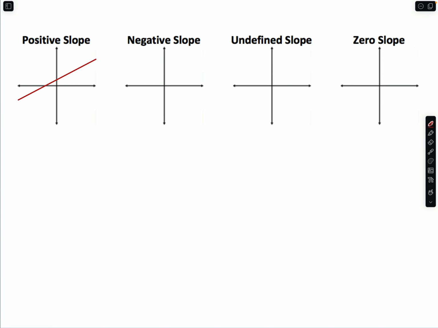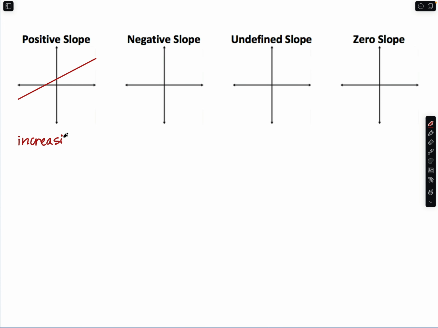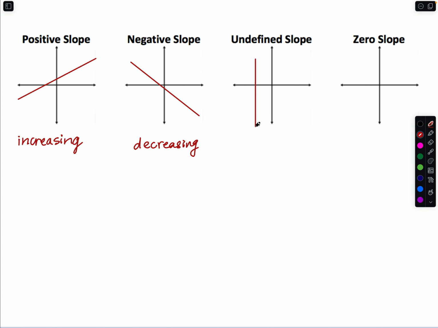And we would say that a line with a positive slope is increasing, which means as I move from left to right, the y values are going up or increasing. A negative sloping line would be maybe something like this, where as I move from left to right, my y values are descending or decreasing. D-E-C-R-E-A-S-I-N-G, decreasing. So an undefined slope, like we said, comes from a vertical line. So vertical lines like this have an undefined slope.